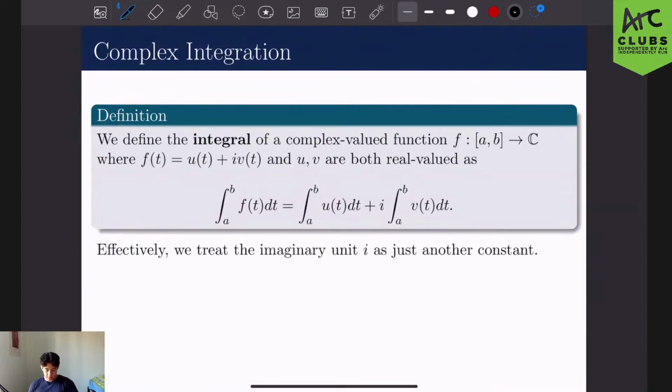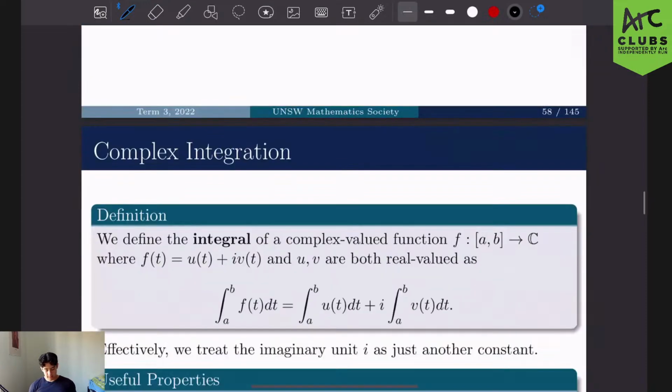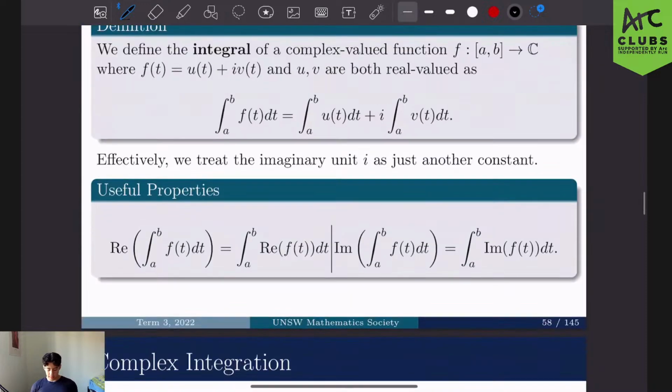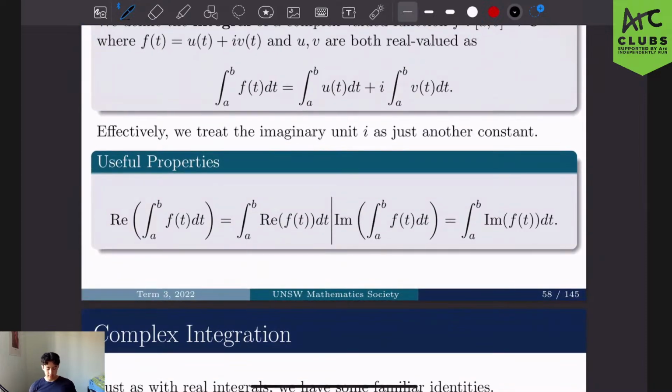Moving on, that is useful for complex integration. So we define the integral of a complex valued function, where we have the u and the v, as this. Essentially it's the same as real integration, except we just treat i as a constant here. And some useful properties which we will apply is that the real part of the integral is equal to the integral of the real part, and similarly, the imaginary part of the entire integral is equal to the integral of the imaginary part of the function.